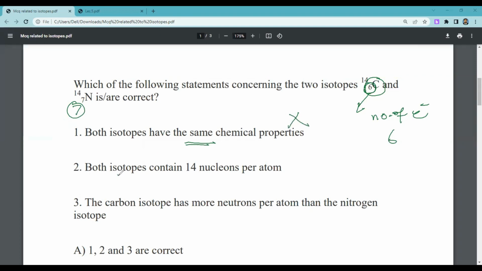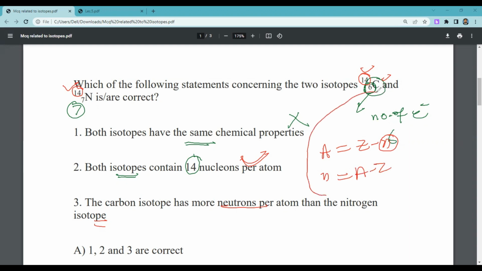The second statement is both isotopes contain 14 nucleons per atom. Yes, this statement is correct. Carbon also has a nucleon number of 14, and nitrogen also has a nucleon number of 14. So this statement is correct. The third statement: the carbon isotope has more neutrons per atom than the nitrogen isotope. We can calculate the number of neutrons by using the formula A is equal to Z plus N, so the number of neutrons will be equal to A minus Z. Now apply this formula for carbon.